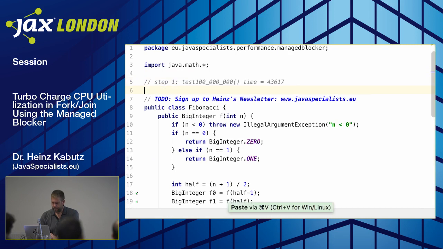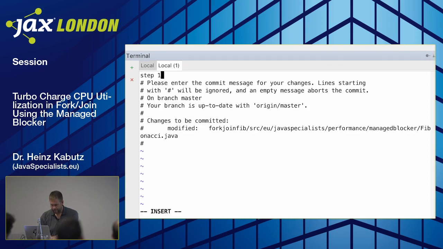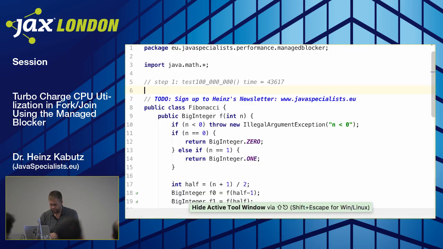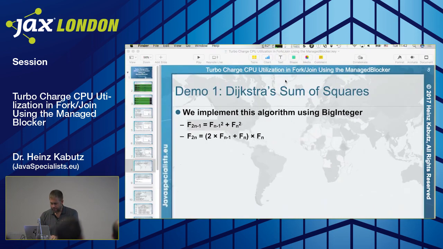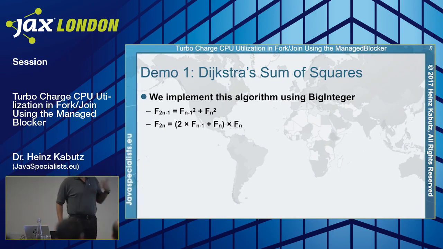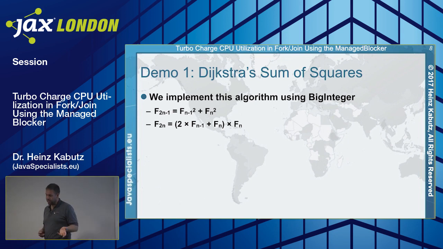Step 1, right? And we'll quickly do a git commit so we can see this later on. So this is 43 seconds, and it's fairly good, but at the moment we're just using one core to do the calculation. And it would be nice if we were able to do this with multiple cores.